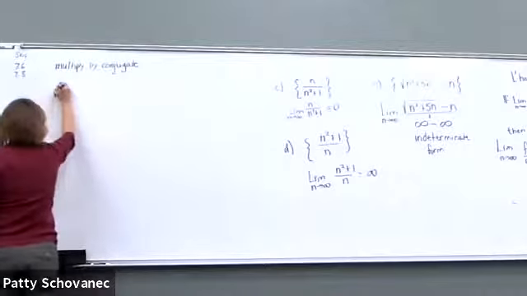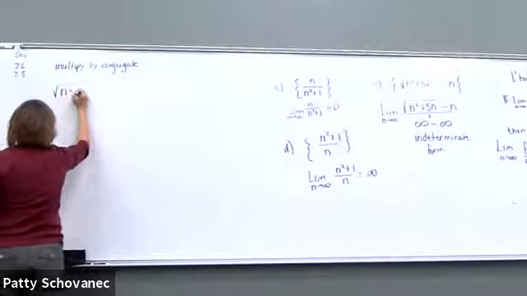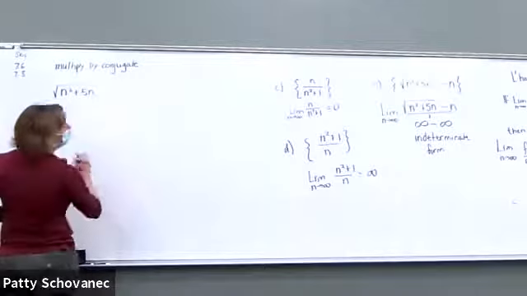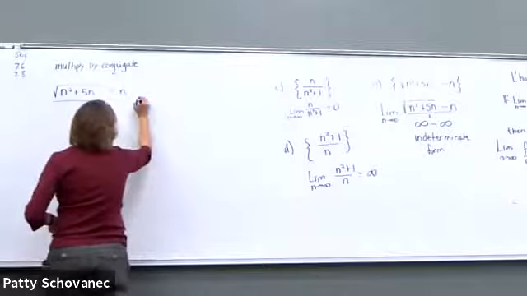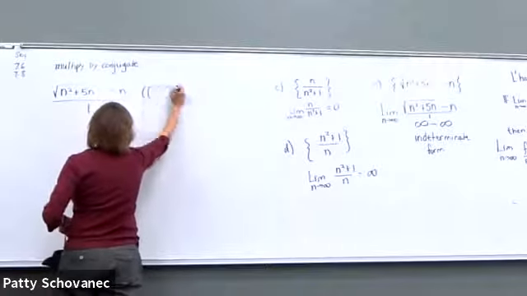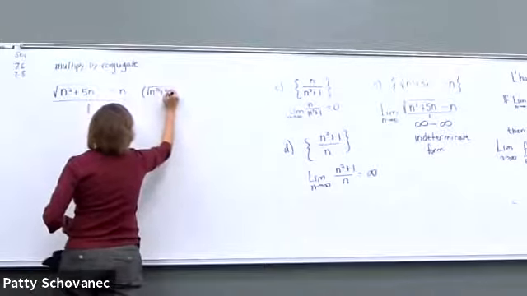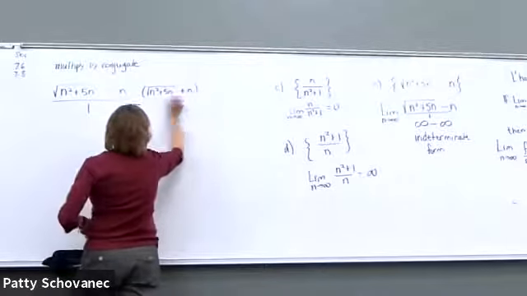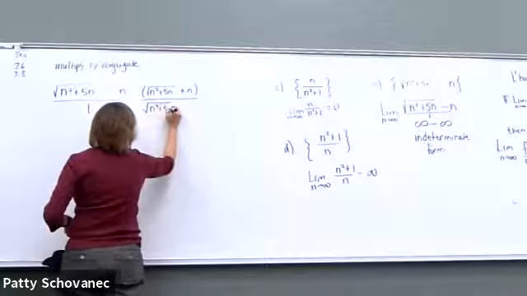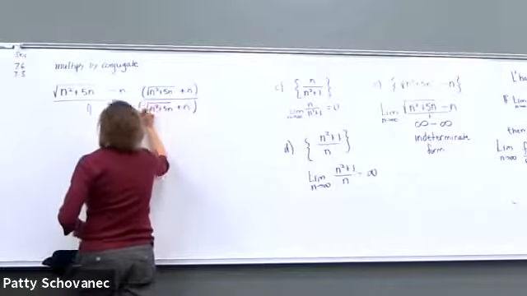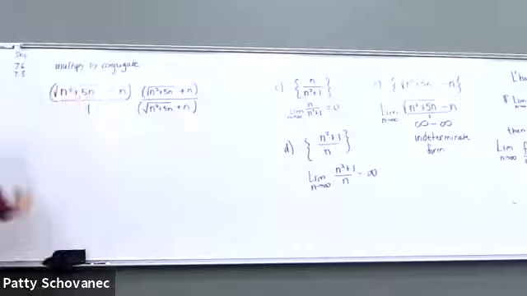So we can take the square root of n squared plus 5n minus n, write it over 1, multiply top and bottom by the square root of n squared plus 5n plus n. Then we'll try to take the limit in our new reduced expression. So my denominator is just going to be that single term.